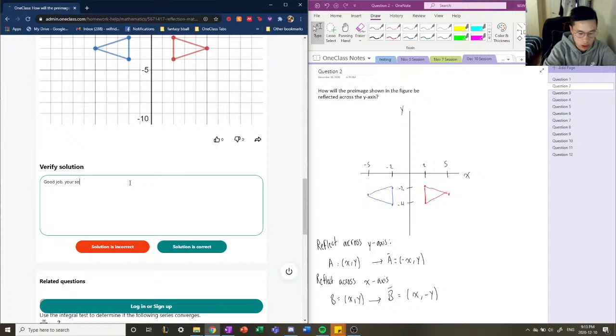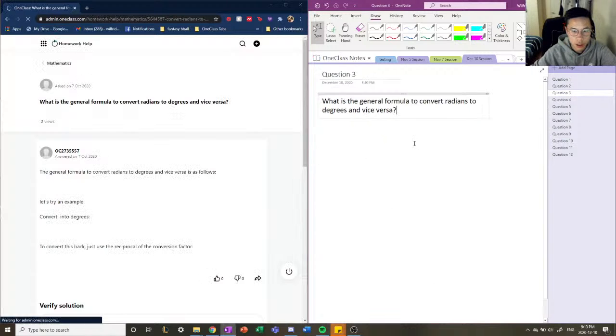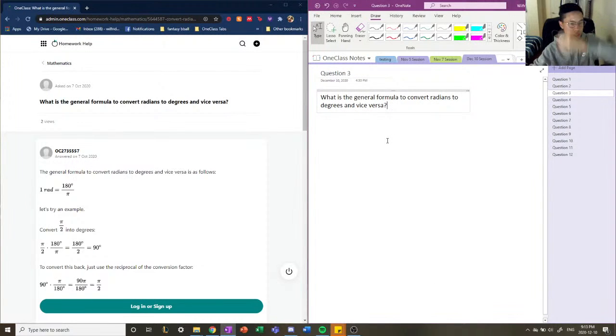Your solution is correct. Cool. All right, let's move along to question number 3. So what is a general formula to convert radians to degrees and vice versa?